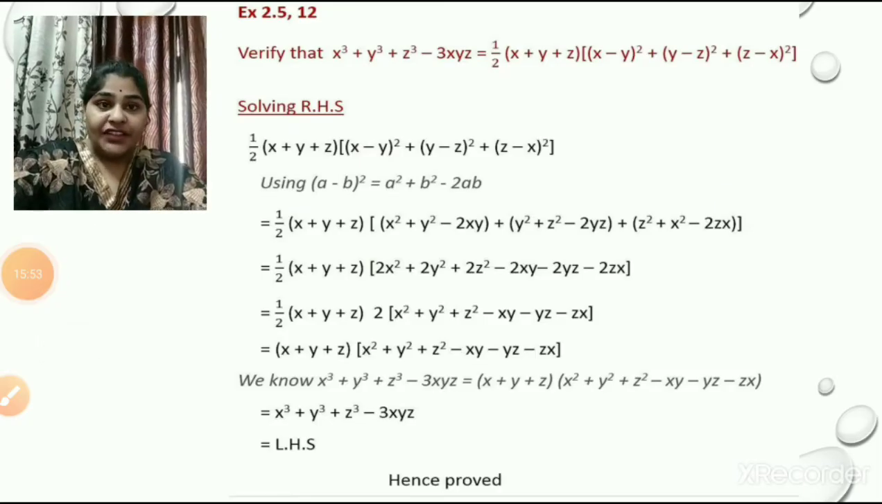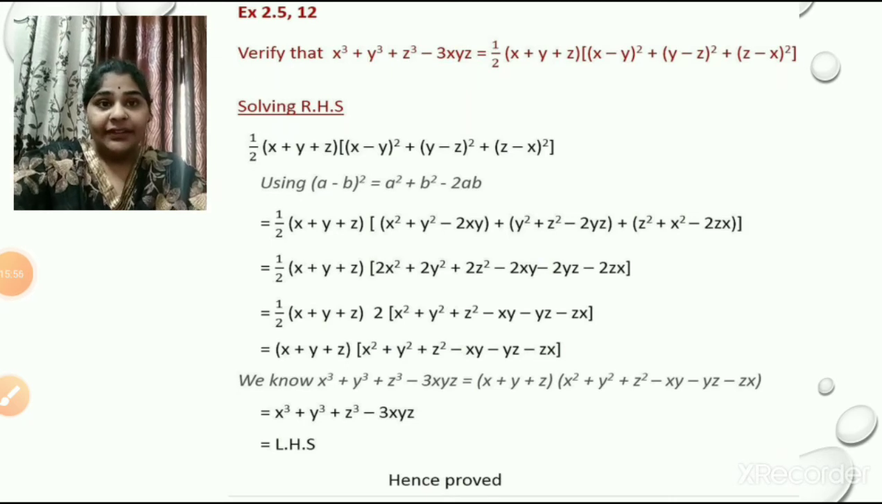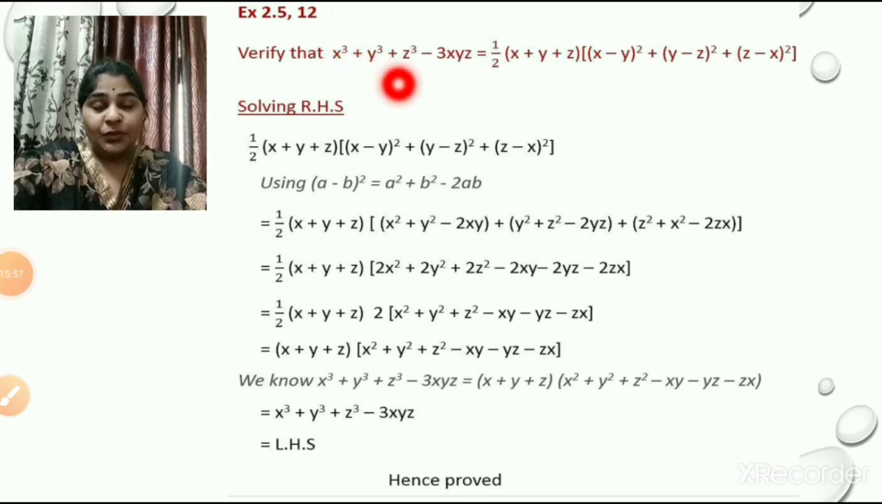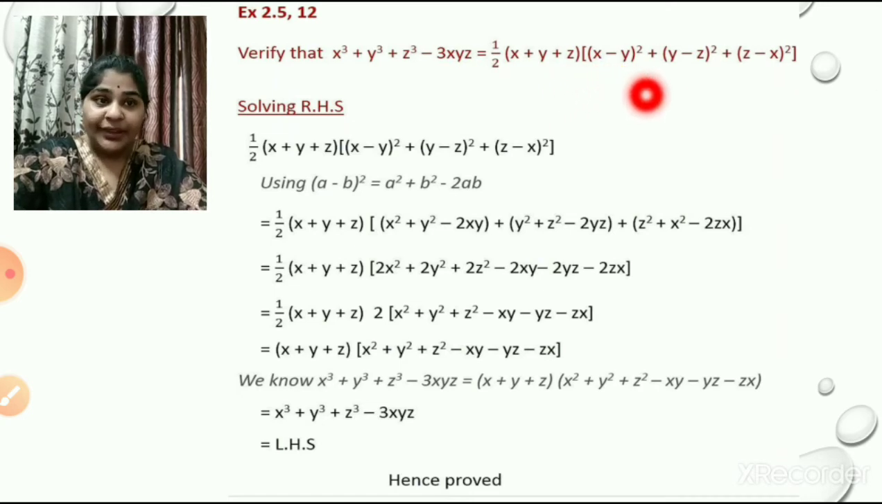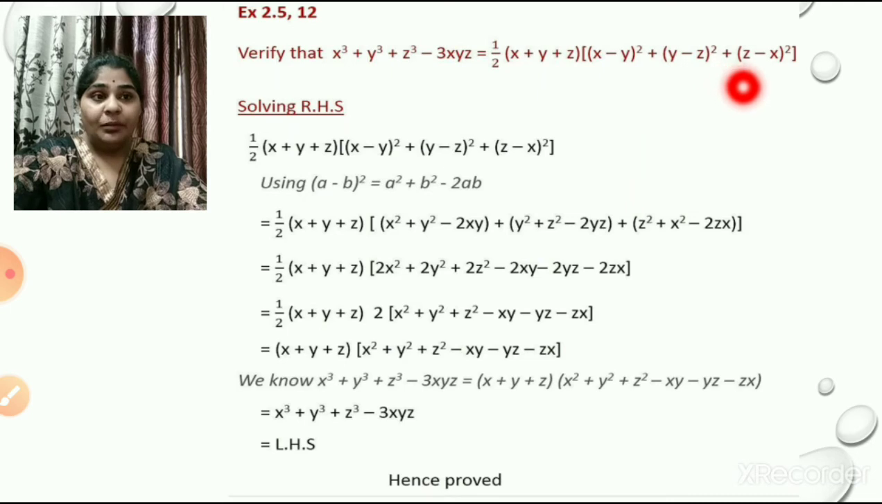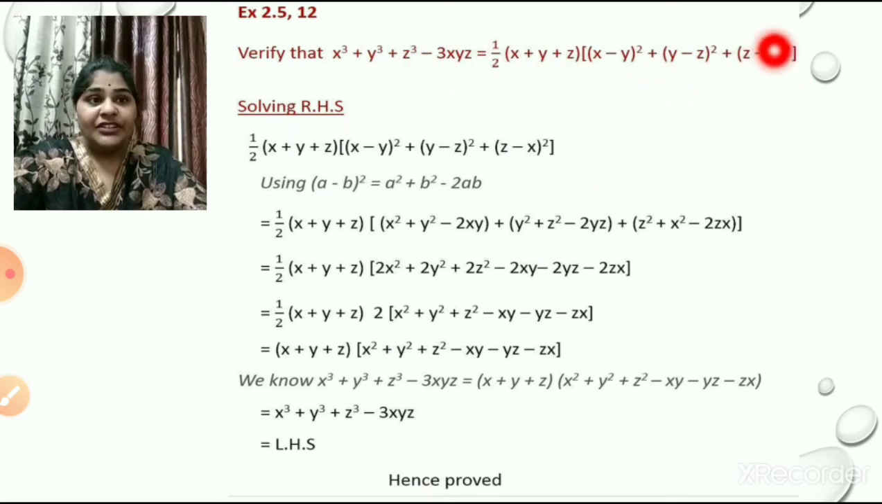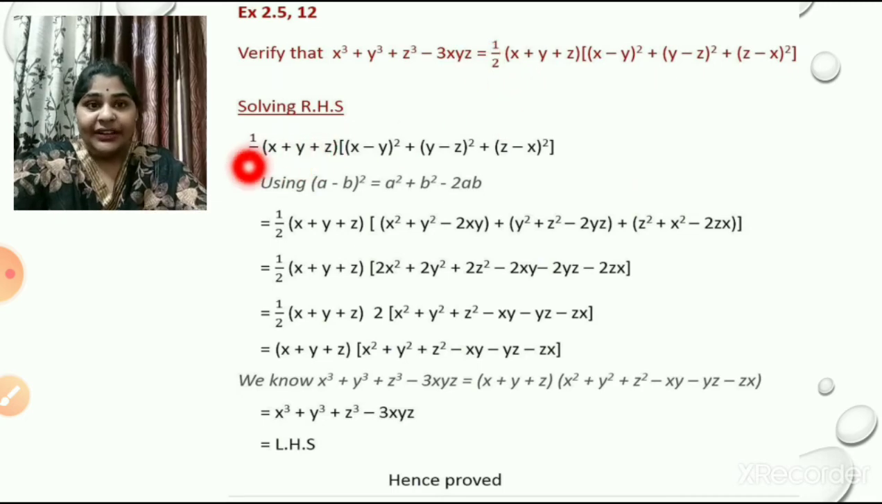Let us see the last one, children. Verify that x cube plus y cube plus z cube minus 3xyz is equal to half into x plus y plus z multiplied by x minus y whole square plus y minus z whole square plus z minus x whole square. So let us start solving first the right hand side.